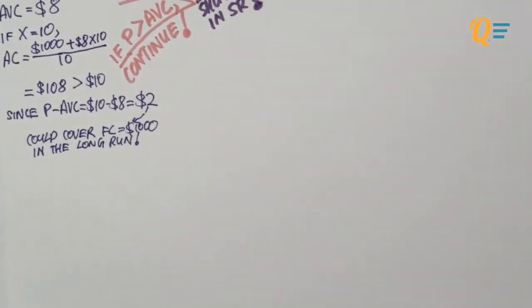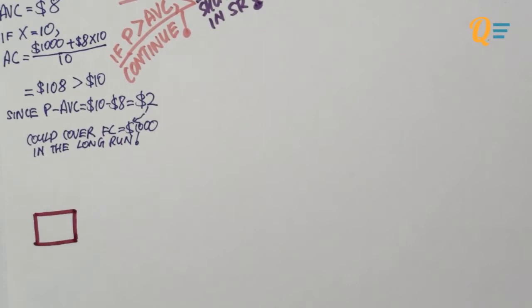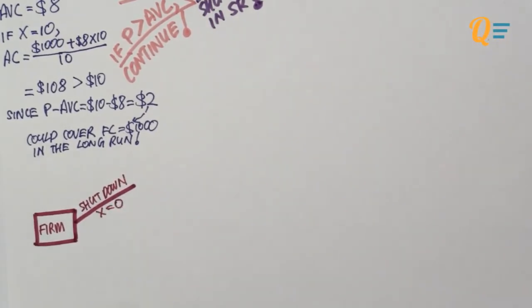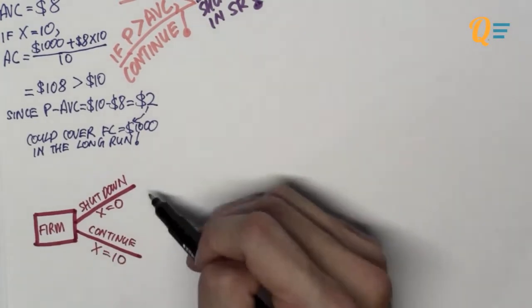Now I'm going to offer you another way of seeing this. I'm going to be introducing to you a concept called decision tree making. Alright, so let's check out this firm. Okay, the firm has got two options. It can either shut down its business, and in that case produce 0 X, or it can simply continue its business and produce up to 10 X.